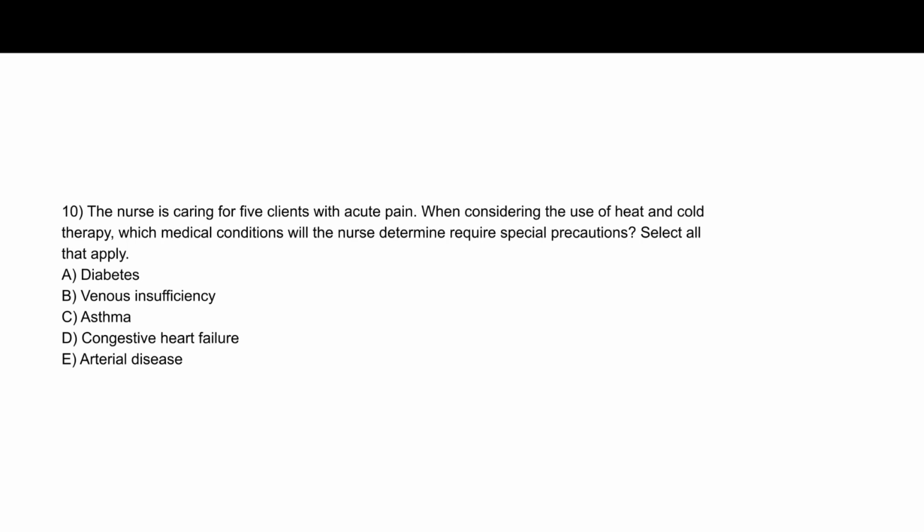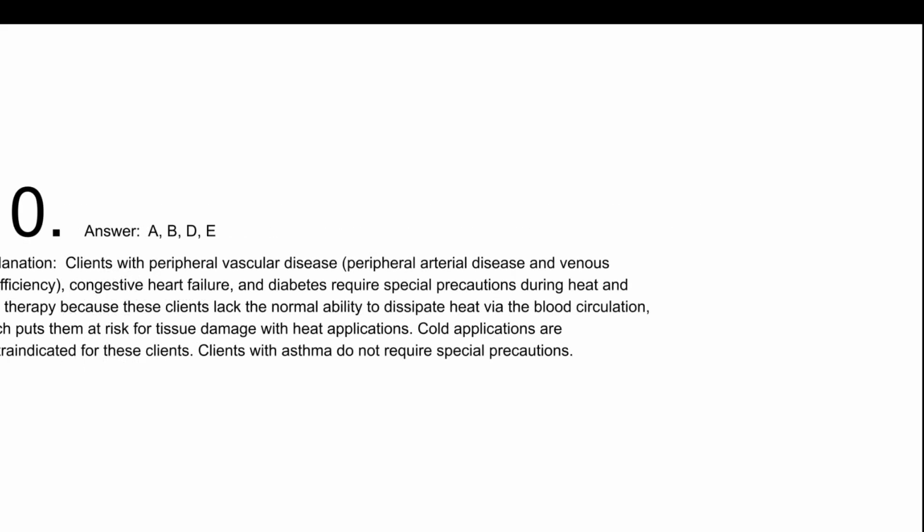Clients with peripheral vascular disease, peripheral arterial disease, venous insufficiency, congestive heart failure, and diabetes require special precautions during heat and cold therapy, because these clients lack the normal ability to dissipate heat via the blood circulation, which puts them at risk for tissue damage with heat applications. Cold applications are contraindicated for these clients. Clients with asthma do not require special precautions.